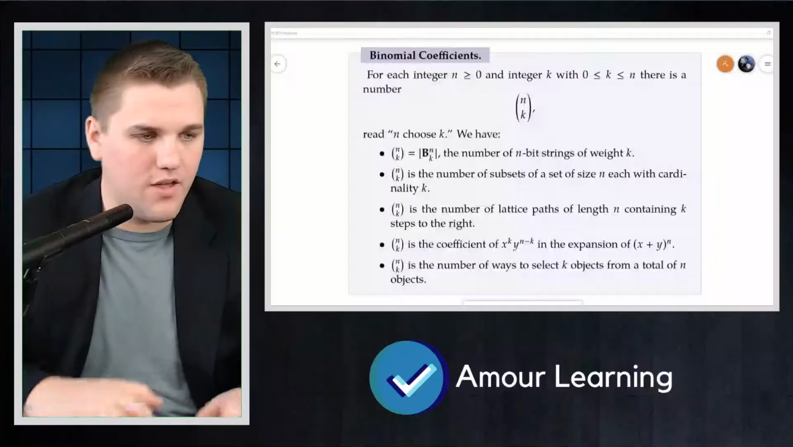In this video, we will synthesize all that we have learned so far about the binomial coefficient and how the binomial coefficient can be used. Let's take a look.